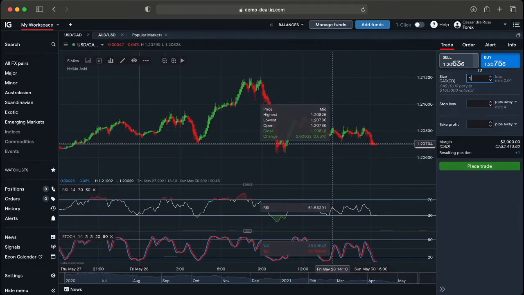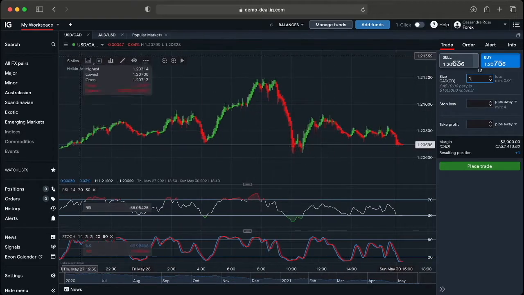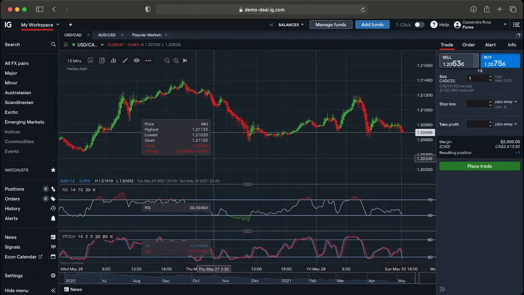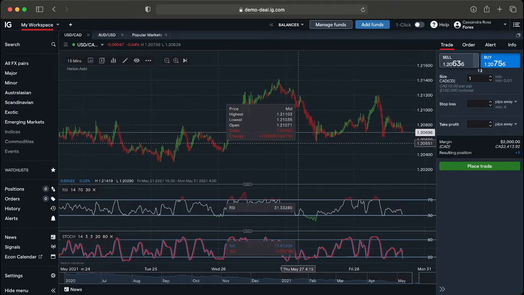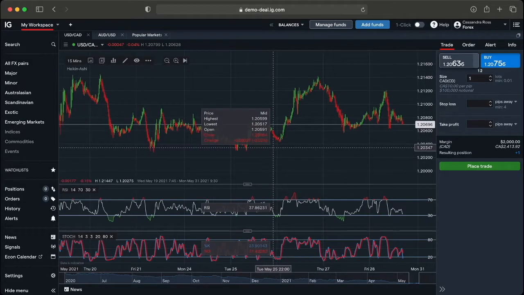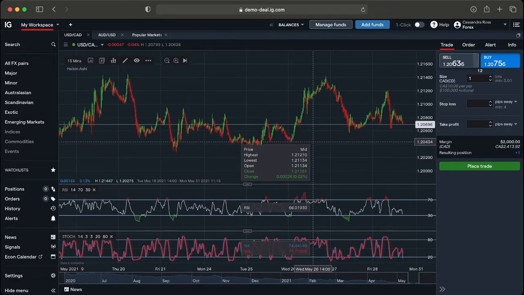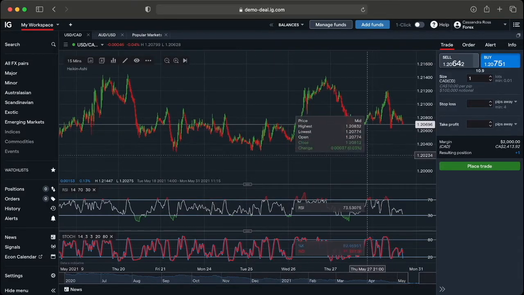Let's see here. Let's go over. Let's see, I'm on the 5-minute time frame. Let's switch this over. I do normally trade on the 5 and 15, but I will look at the other time frames for a good basis of what the trend is like.